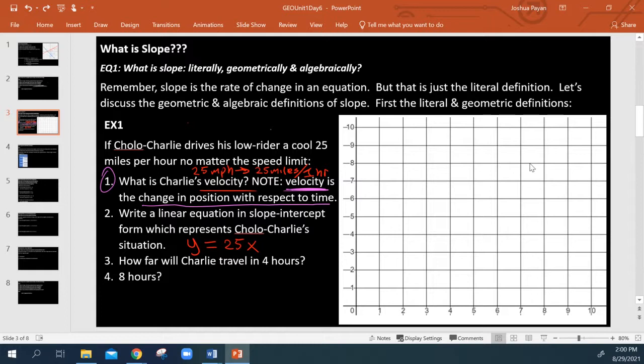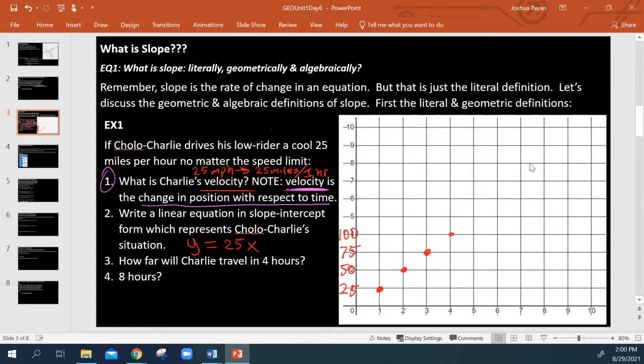So I think this is more how far he would go, right? So in 1 hour, he would go 25 miles. In 2 hours, he would go 50 miles, and so on. 75 in 3 hours, right? So if I change the numbering on here, it makes a little more sense. Anyway, how far will he travel in 4 hours?